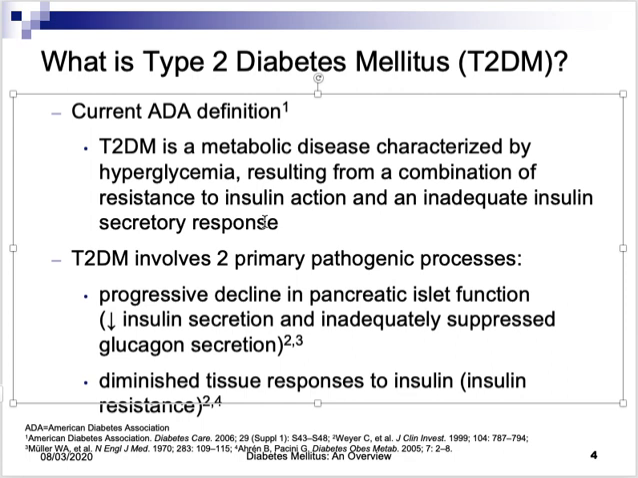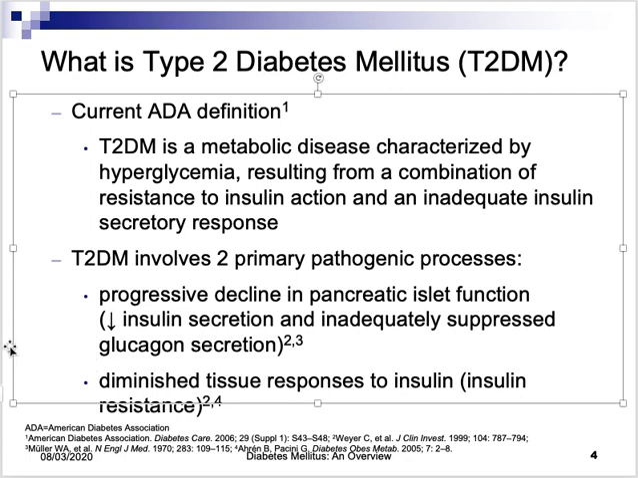Okay. So see, type 2 diabetes mellitus involves two primary pathogenic processes: a progressive decline in pancreatic islet cell function, with decreased insulin secretion and inadequately suppressed glucagon secretion, and the other is diminished tissue response to insulin, or insulin resistance.